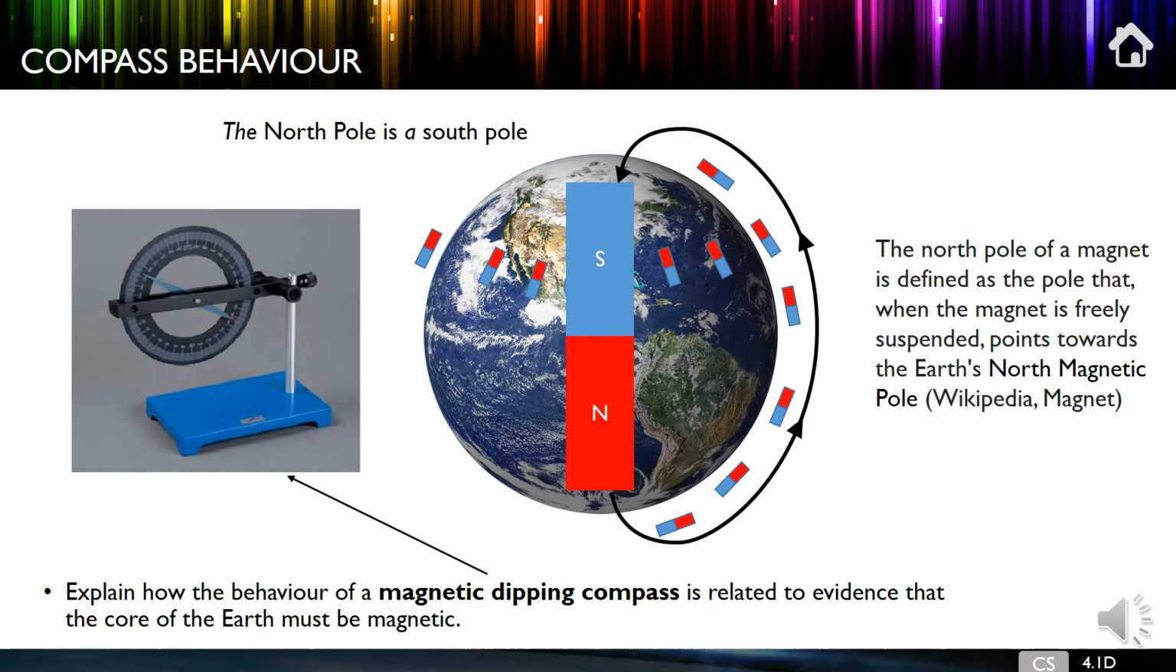So finally then we have the biggest magnet around, which is the Earth, and we have the slightly weird situation where the North Pole is a South Pole, which is a bit confusing, but that's the way it is. So the North Pole of a magnet is defined as the pole that, when the magnet is freely suspended, points towards the Earth's north magnetic pole. So if we call that the Arctic for a moment, to get away from that phrase, this points towards the Arctic, and we call that the North Pole because that's what the North Poles are pointing at. But as we know, opposites attract, so it must actually be a magnetic South Pole. A bit confusing, but there we are.